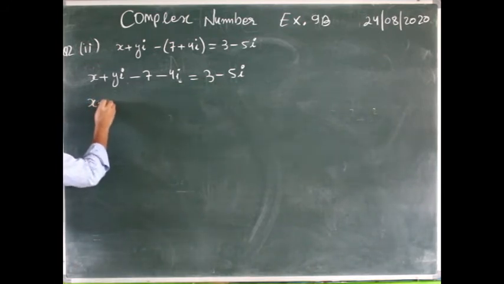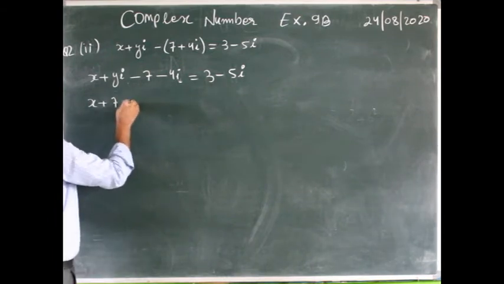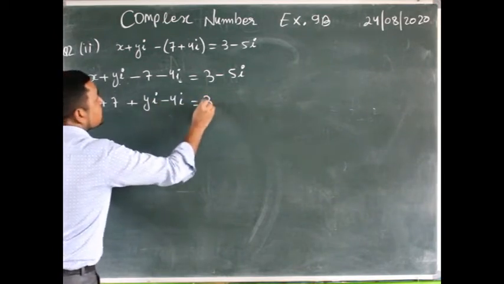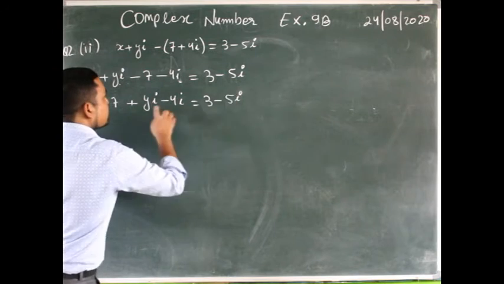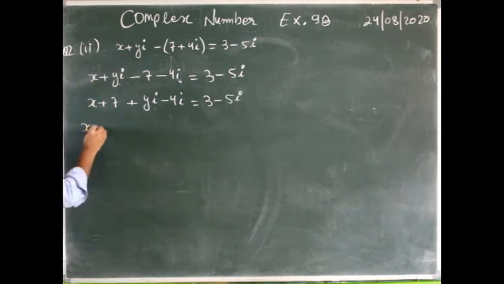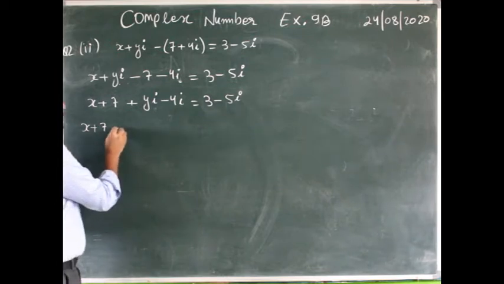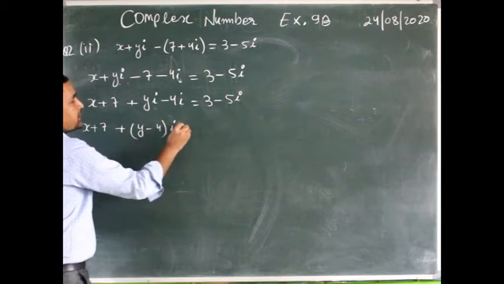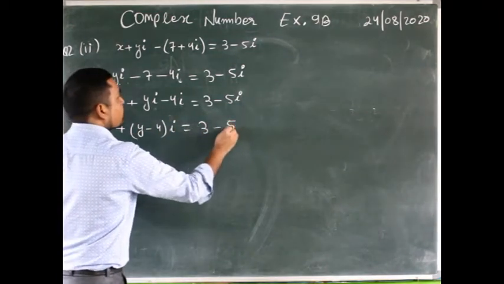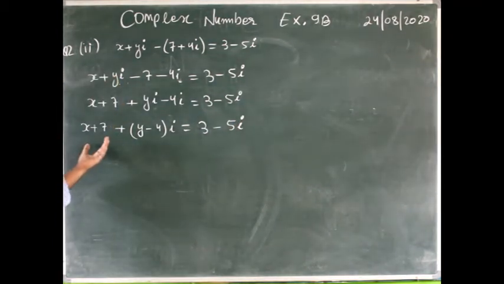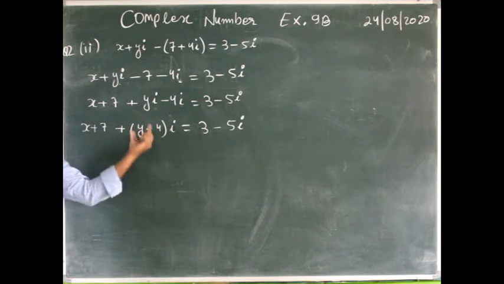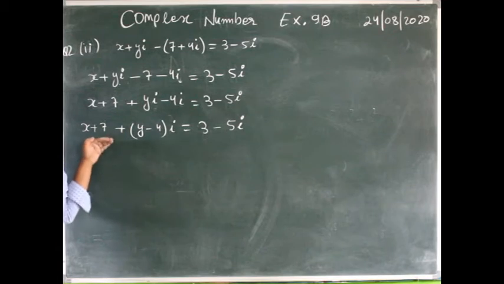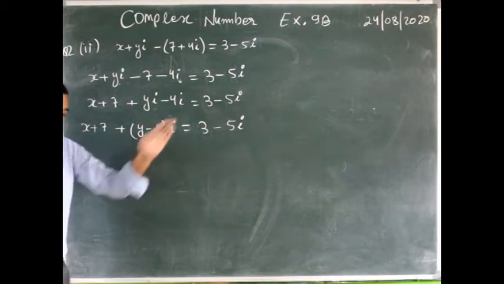Now the real part is x plus 7, then plus yi minus 4i equals 3 minus 5i. Take i common: x plus 7 plus i times y minus 4 equals 3 minus 5i. Now we simplify the left hand side, real and imaginary, and the right hand side, real and imaginary. Now we will equate real to real and imaginary to imaginary.